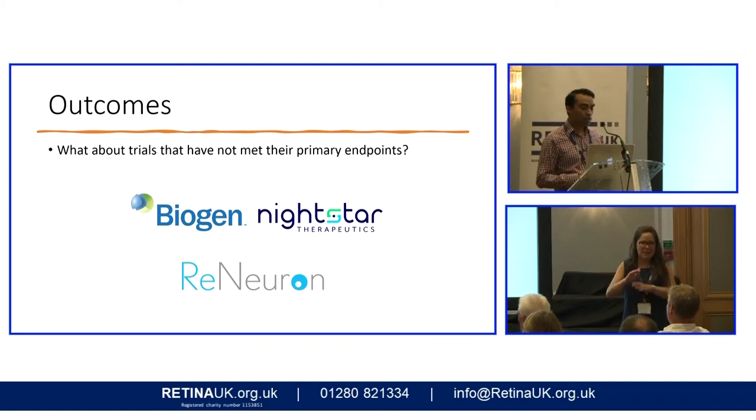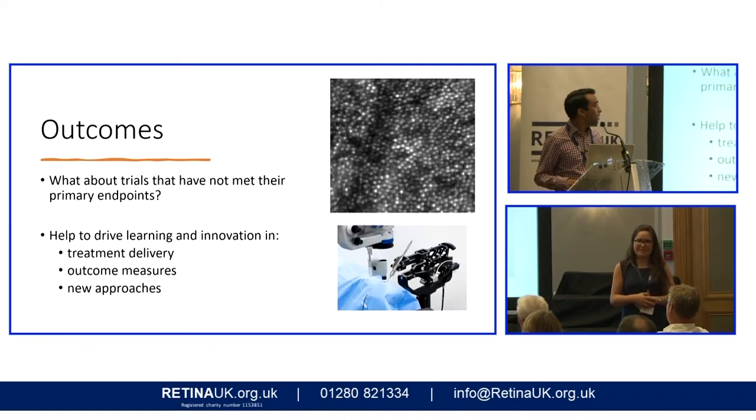So Renuron was an early phase study and a first in human, looking at using human retinal progenitor cells in patients with retinitis pigmentosa. Just because trials don't necessarily meet their endpoints doesn't mean that they were a waste of time. These trials will help to drive learning and innovation in things like treatment delivery.